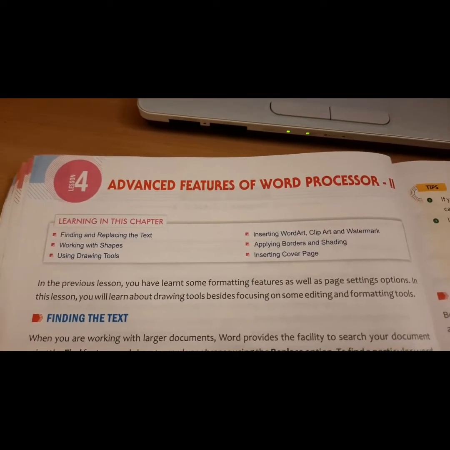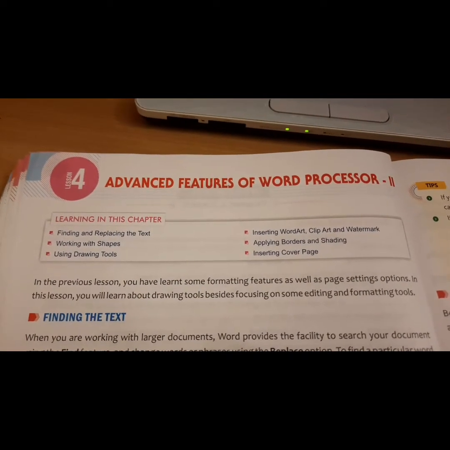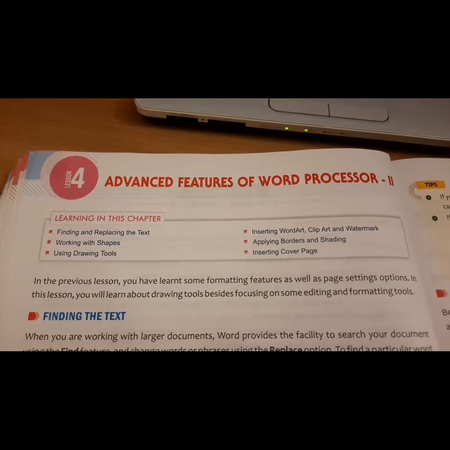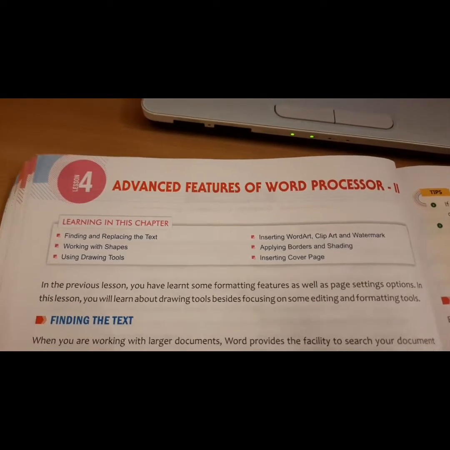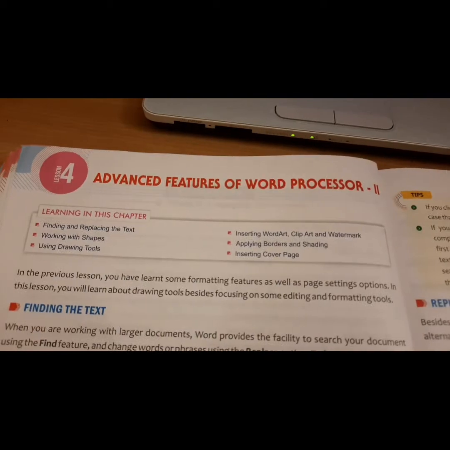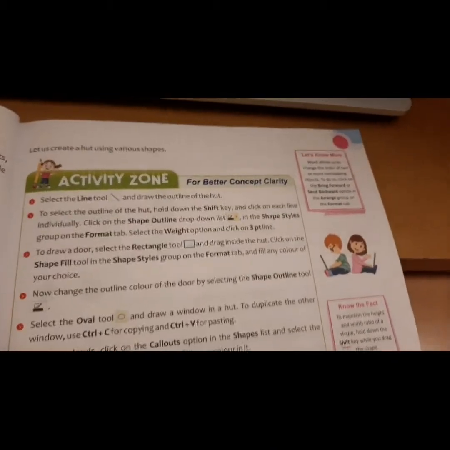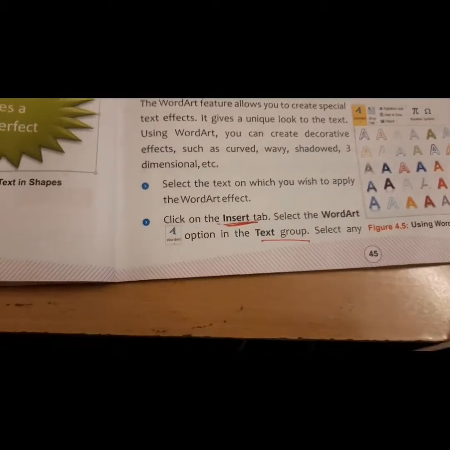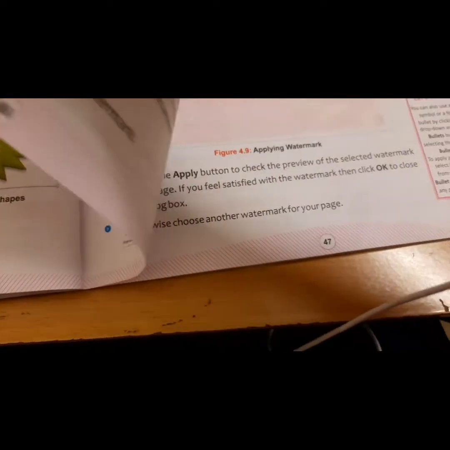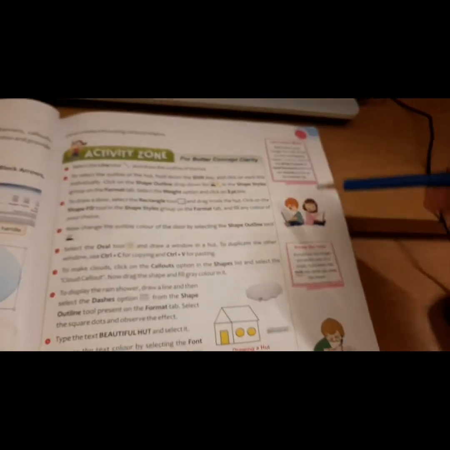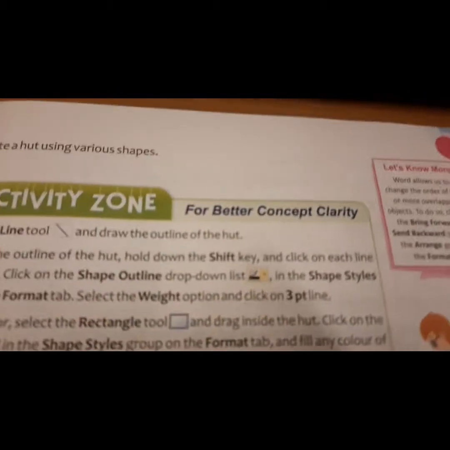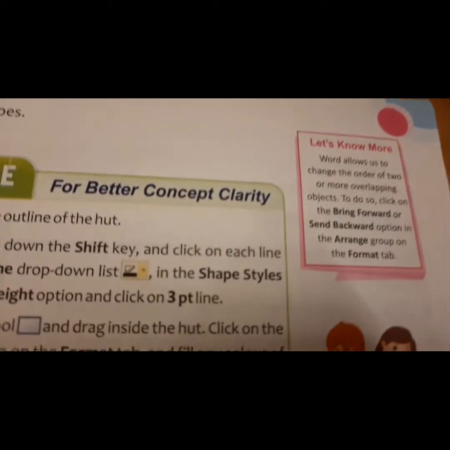Good morning, students. Today we will be doing chapter 4, that is Advanced Features of Word Processor Part 2, and there were some portions which were left in the last lecture. These are the highlighted corners, you can say, on page 45 as well as page 47. These portions were left last time, I could not explain, so today we will be doing it. The first one is Let's Know More.